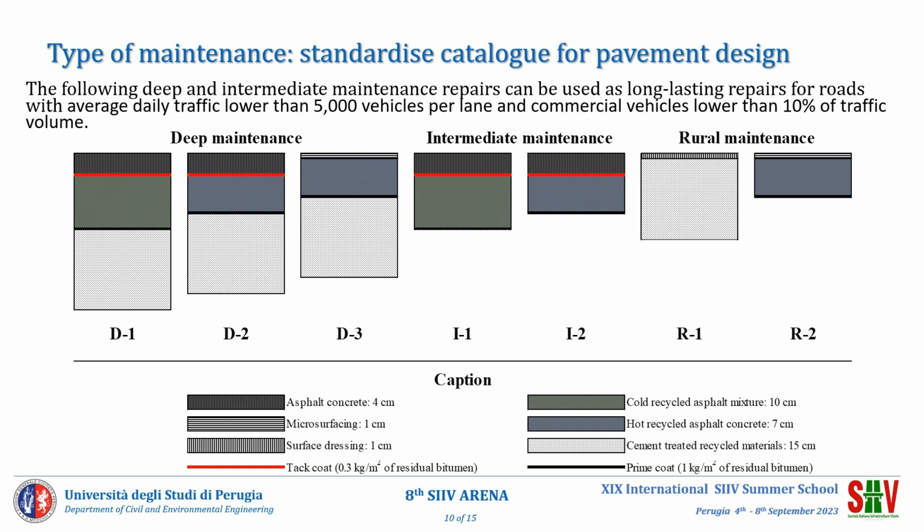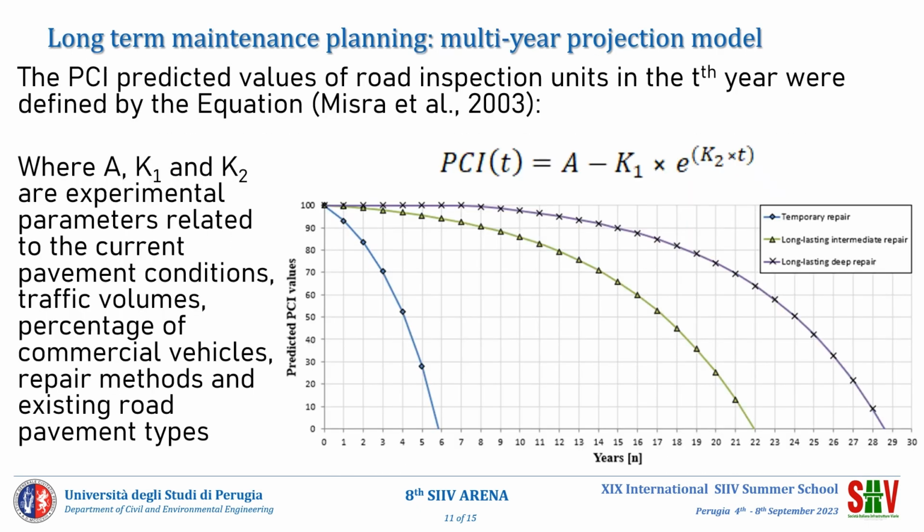As shown in this slide, a catalog for structural design was defined to standardize maintenance repairs and rehabilitation works. The following deep and intermediate repairs can be used for roads with average daily traffic lower than 5,000 vehicles per lane and commercial vehicles lower than 10% of traffic volume. All the project information, like extension, materials, and type of maintenance works, was implemented in the GIS database.